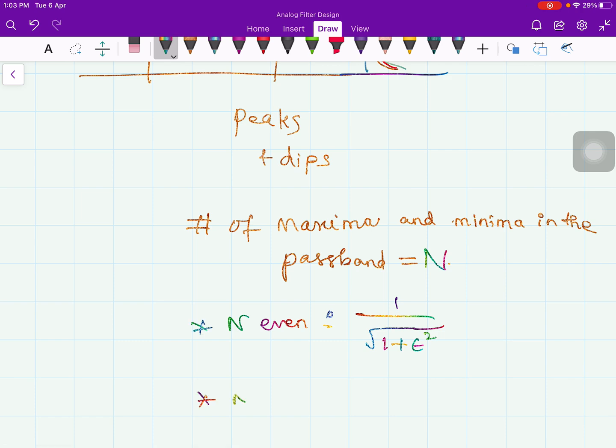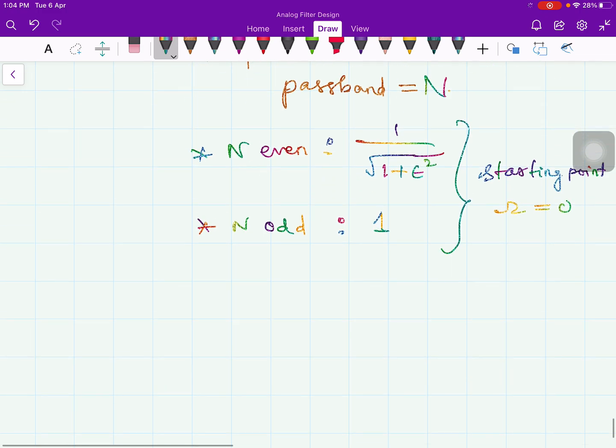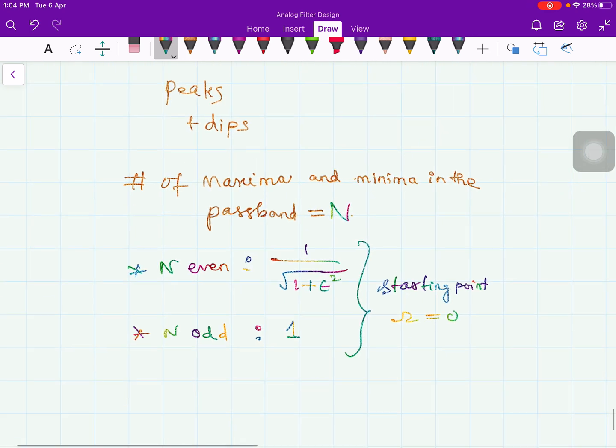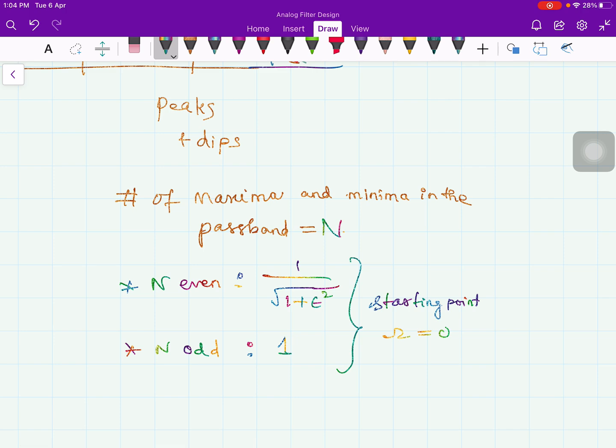If capital N is odd, then the starting point is 1. Starting point means at omega equal to 0. So if you remember these points, then we can discuss or design the low pass filter using the Chebyshev method very comfortably.